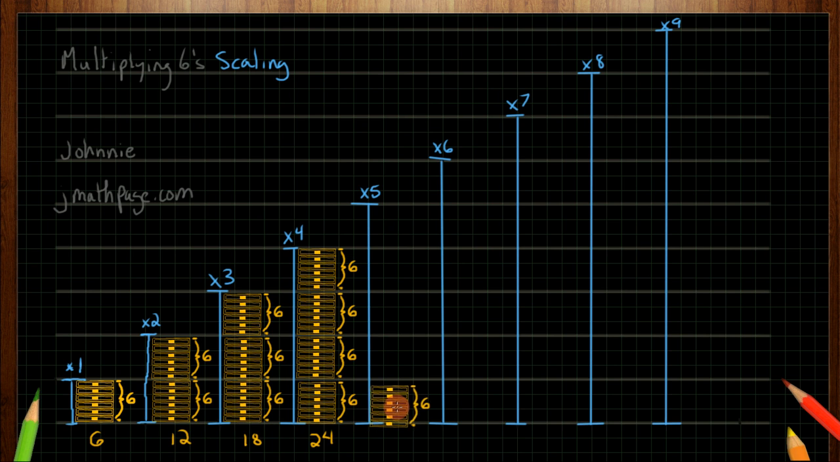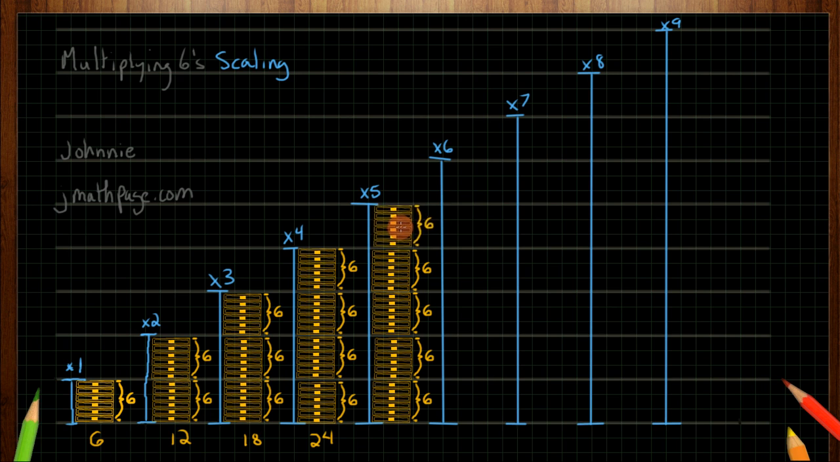What about 5 stacks of 6 boxes? 1, 2, 3, 4, 5 stacks of 6 boxes. How many boxes altogether? 6, 12, 18, 24, and 6 more, 30. 30 is 5 times as many boxes as the first measure, which had only 6 in it.